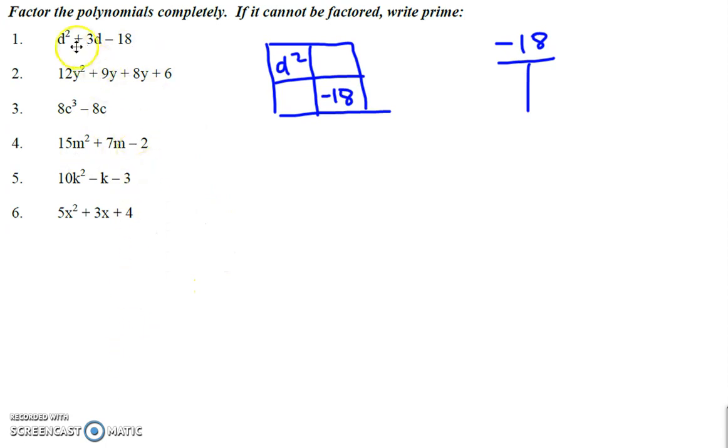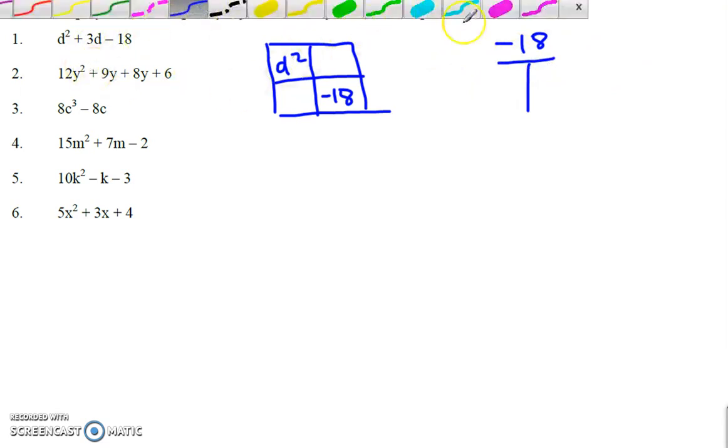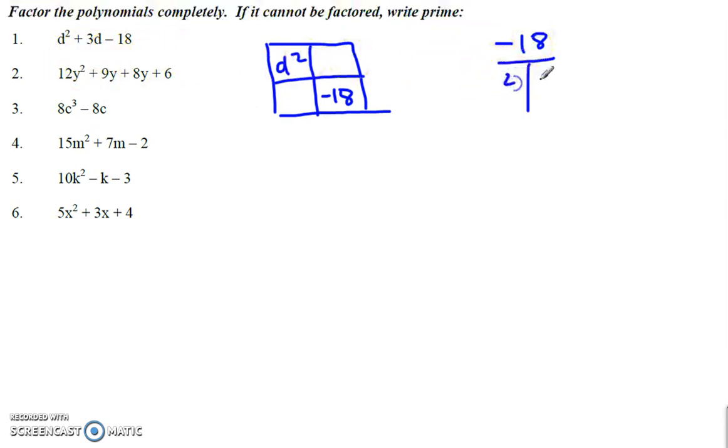Alright, so number 1, if you have 3 terms, set up your box. First coefficient times the constant gives us negative 18. Okay, what are the factors of negative 18 that add up to positive 3? Well, we've got 2 and 9, 2 times 9. 6 and 3. 6 and 3 are 3 apart.